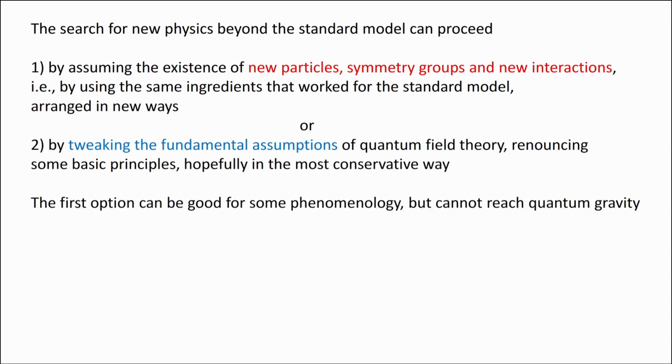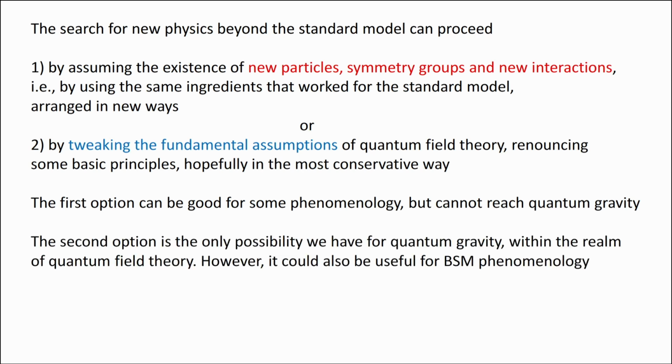The first option can be good for a lot of phenomenology, and it is the one that is mostly pursued by phenomenologists today. However, it cannot reach quantum gravity. That we know already. The second option is the only possibility we have for quantum gravity, if we remain within the realm of quantum field theory. That is to say, we are not going to throw quantum field theory under the bus for loop quantum gravity, holography, or string theory. We just take what has been so successful so far, quantum field theory, and make a further step.